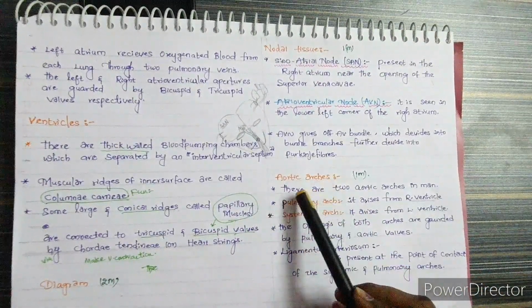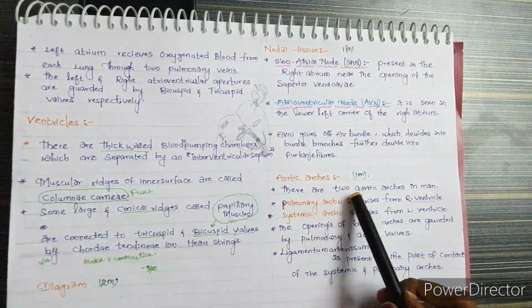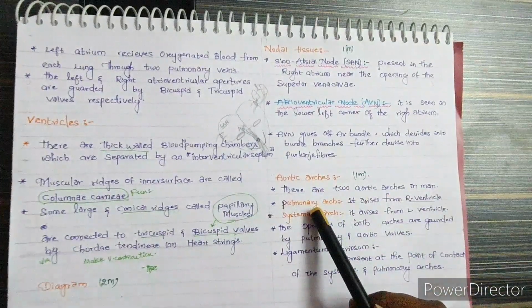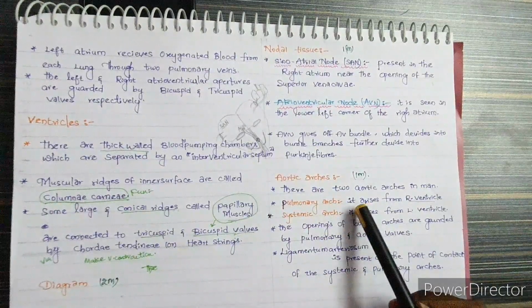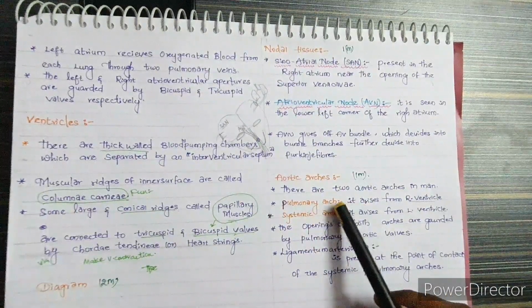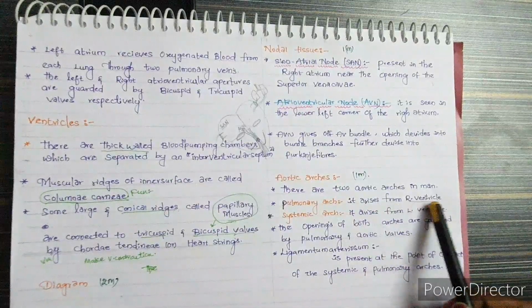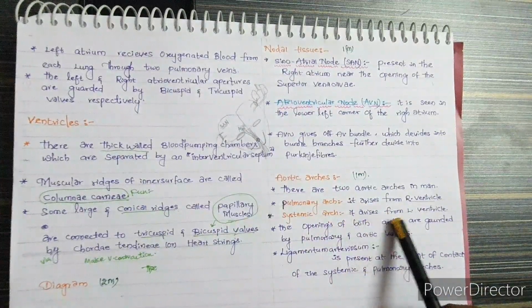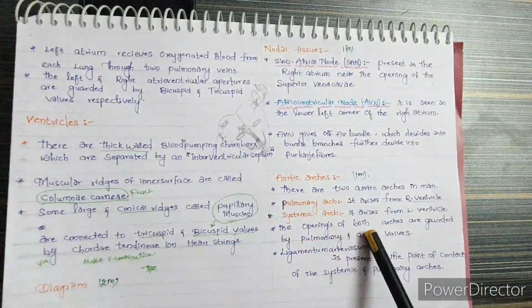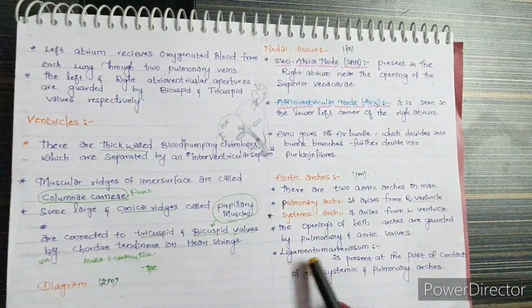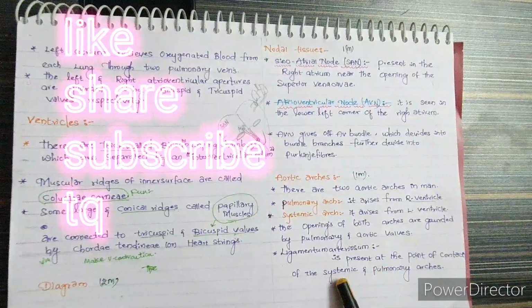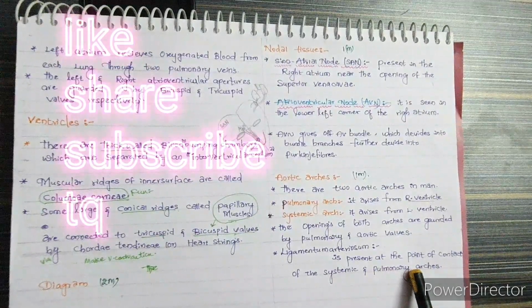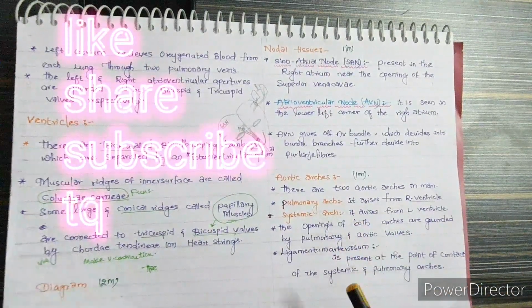Aortic arches. There are two aortic arches in man: one is the pulmonary arch, the second is the systemic arch. The pulmonary arch arises from the right ventricle. The systemic arch arises from the left ventricle. At the opening of both arches is the ligamentum arteriosum, present at the point of contact of the systemic and pulmonary arch. I will show it in the diagram.